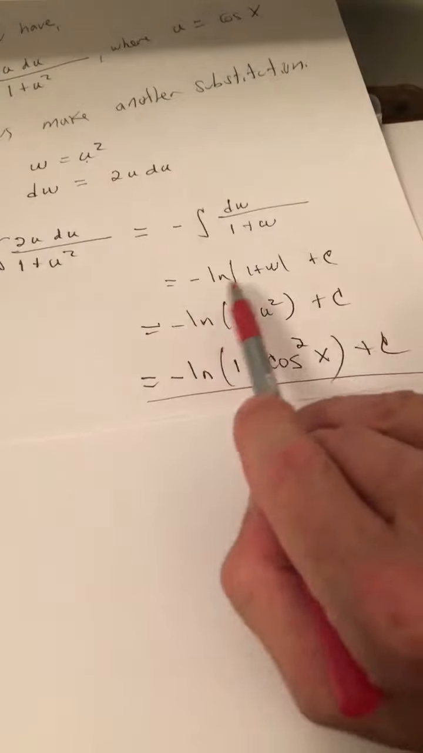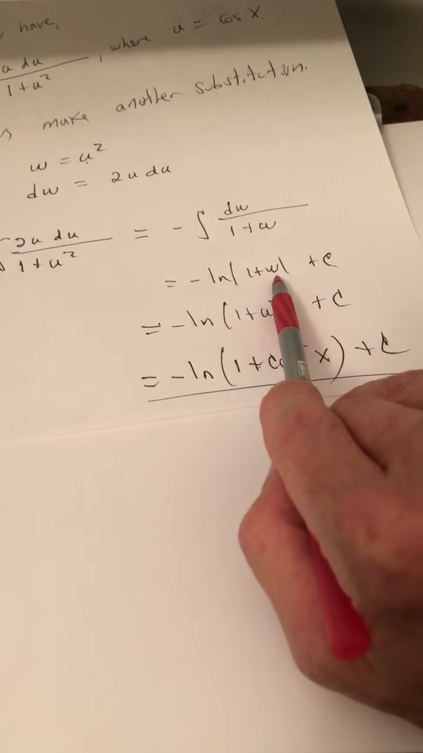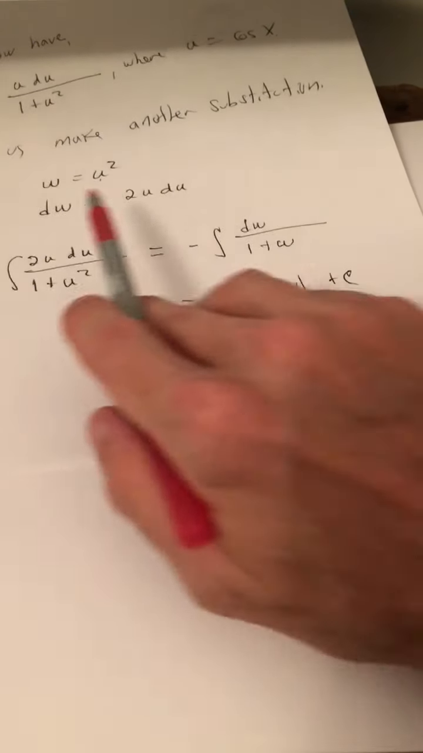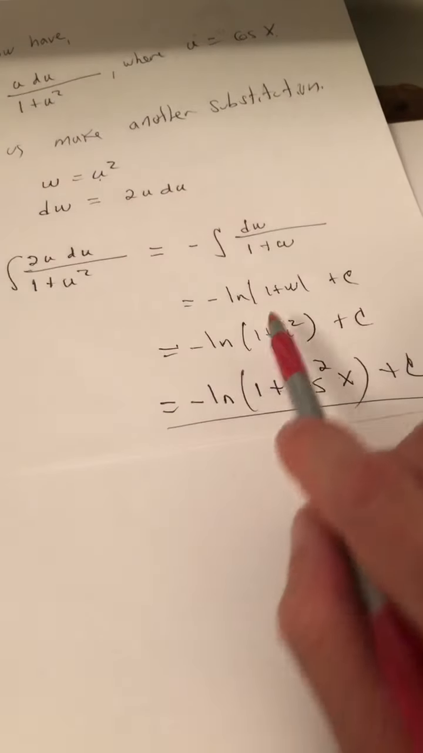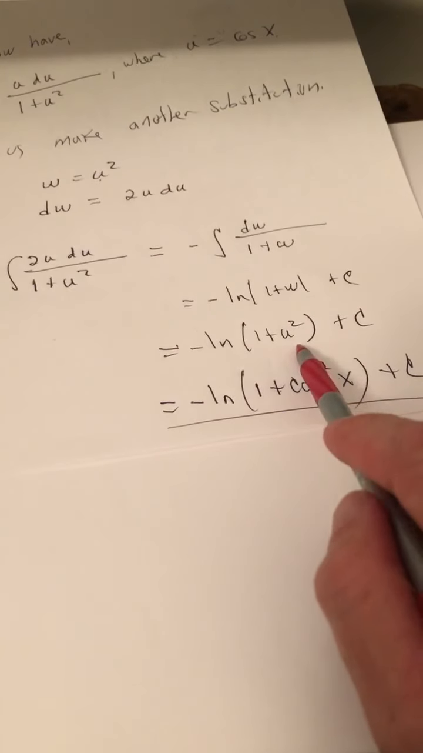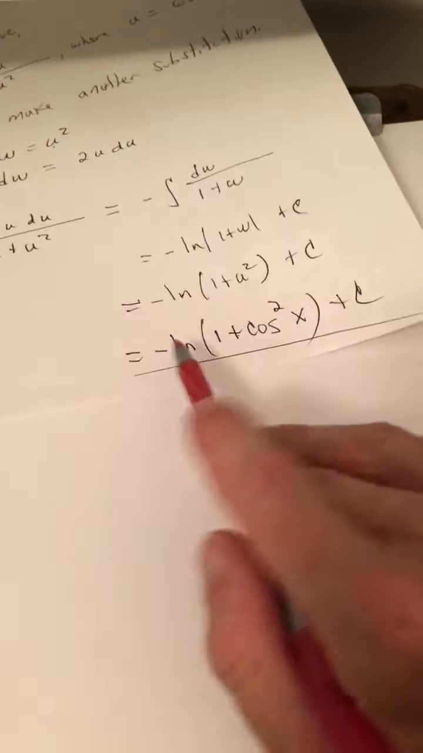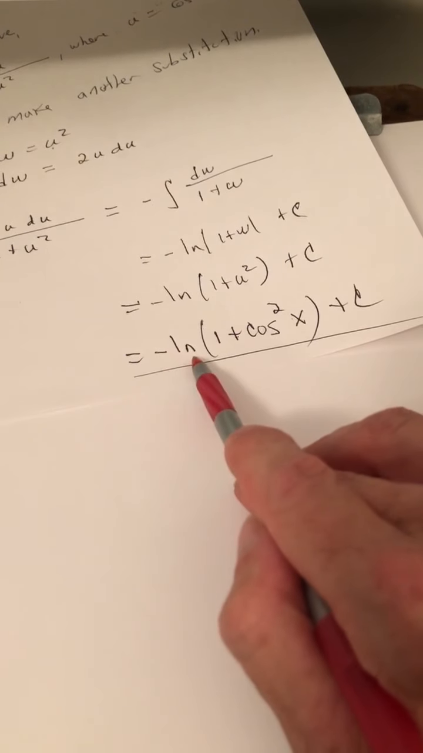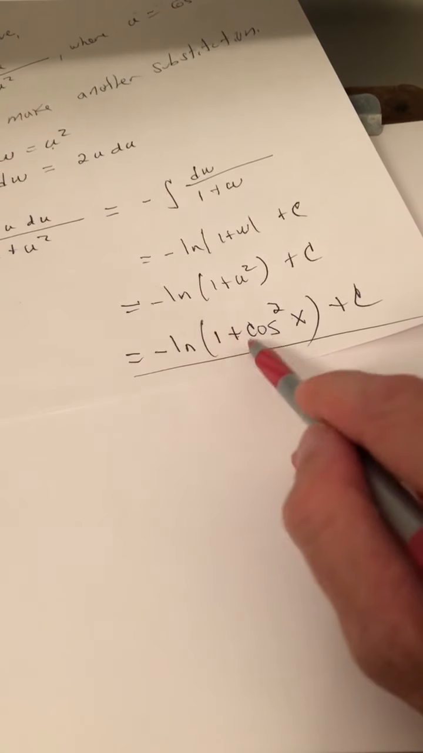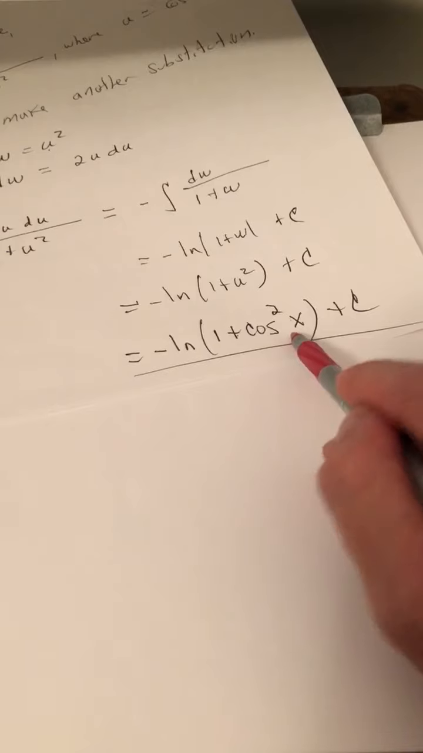So we're not done yet because remember our original variable was x, right? w is u squared, and then u is cosine. So what we end up with is negative natural log of the quantity 1 plus cosine squared of x, plus c.